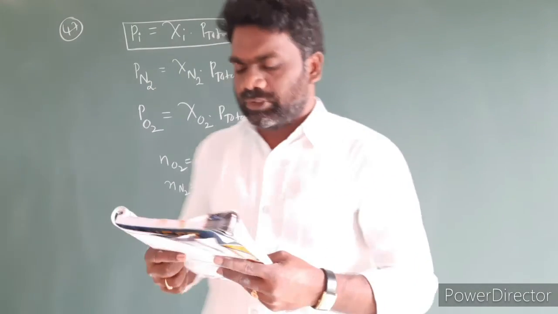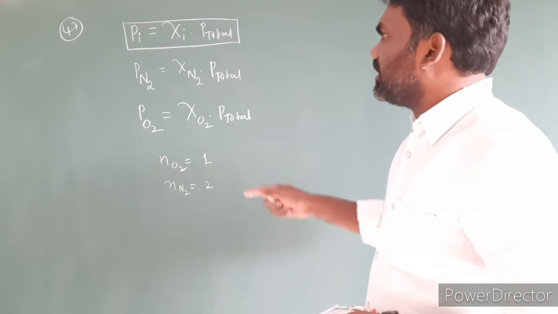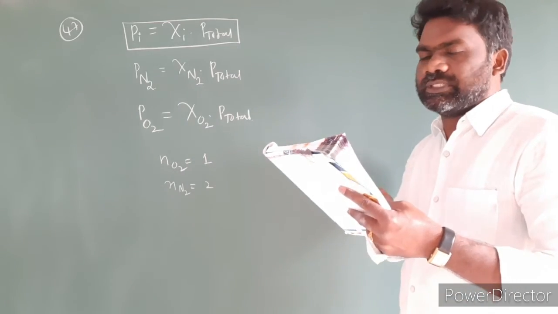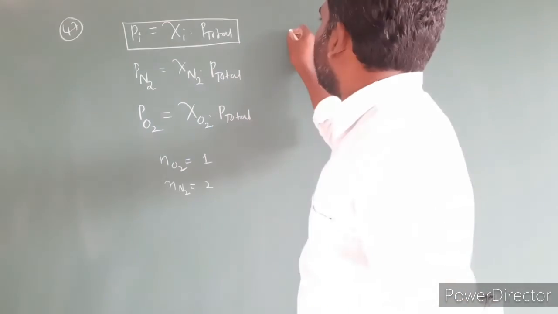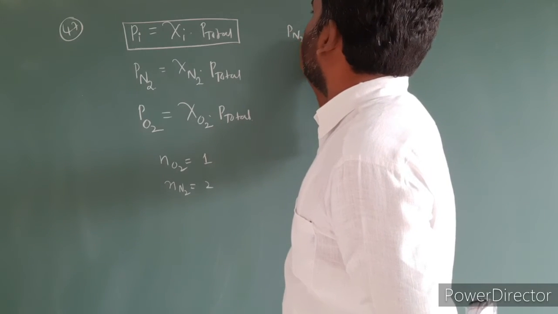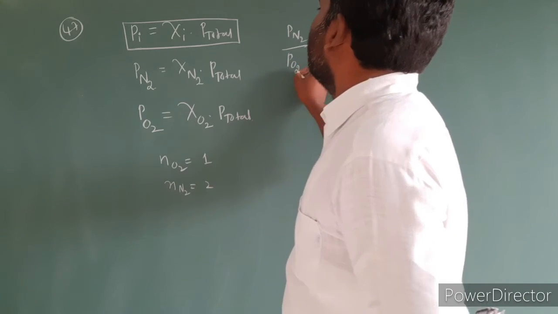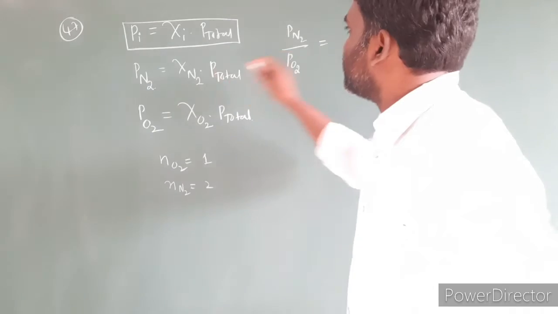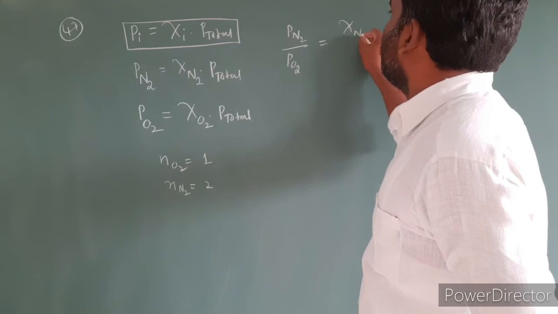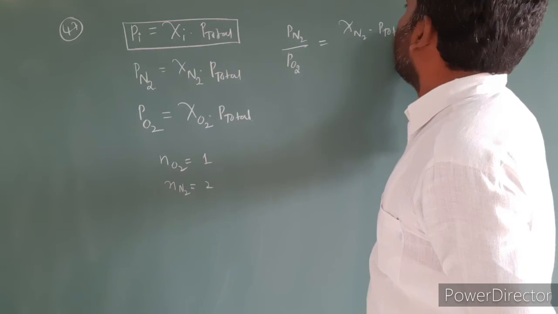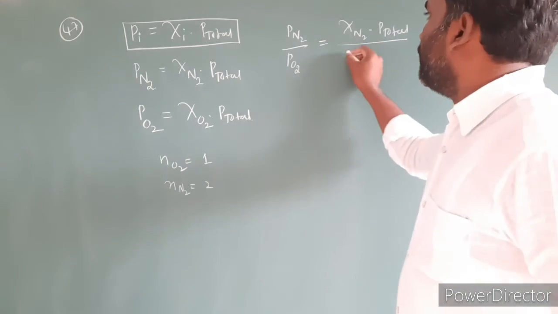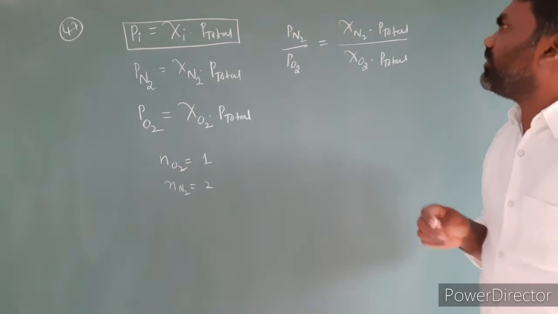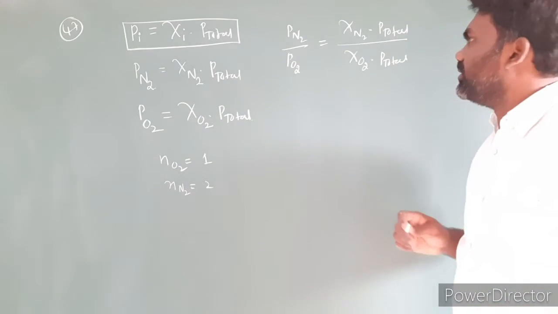The ratio is 1:2. Next, what we have to calculate is the ratio of partial pressures of nitrogen and oxygen in the mixture. So we have to find the ratio. I am taking the partial pressure of nitrogen by the partial pressure of oxygen. That is equal to the mole fraction of nitrogen into P total by the mole fraction of oxygen into P total.